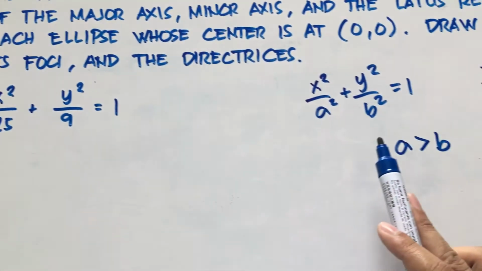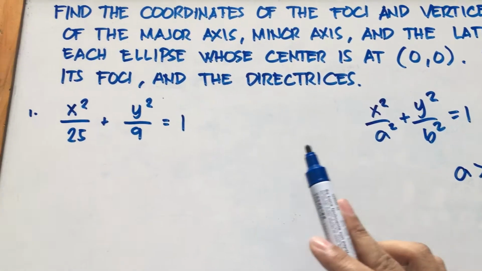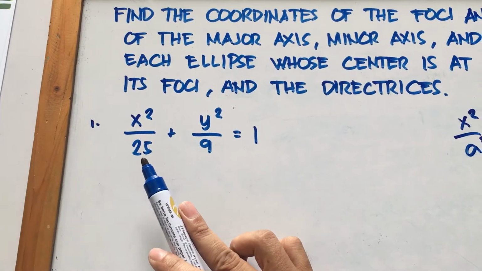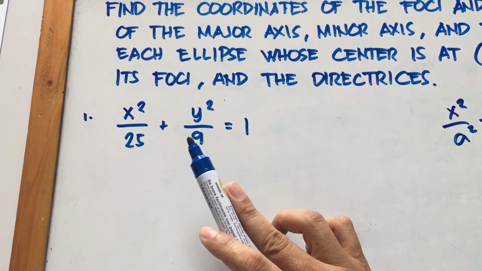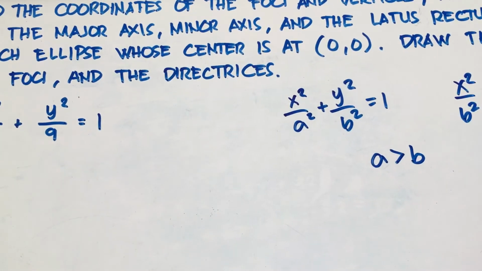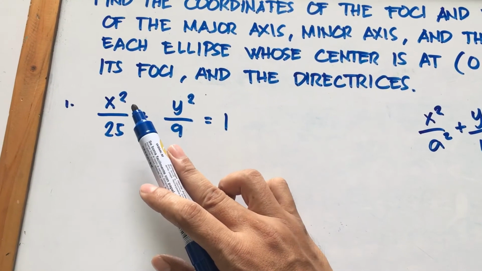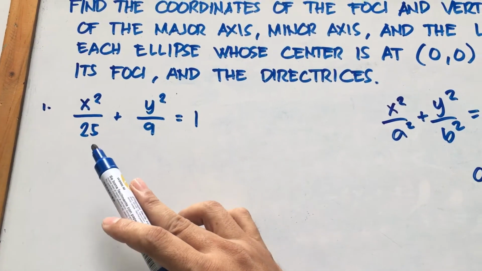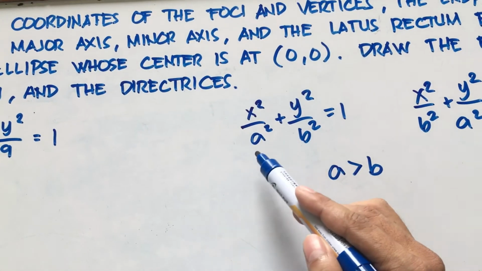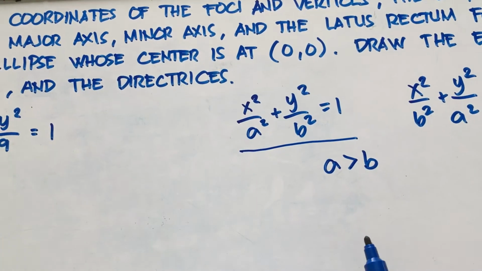Because your a will always be greater than your b. So if your 25 is the value of your a squared and your 9 is the value of b squared, which formula in the standard equation has x squared over a squared, since 25 is the value of your a squared? That means we will use this formula.